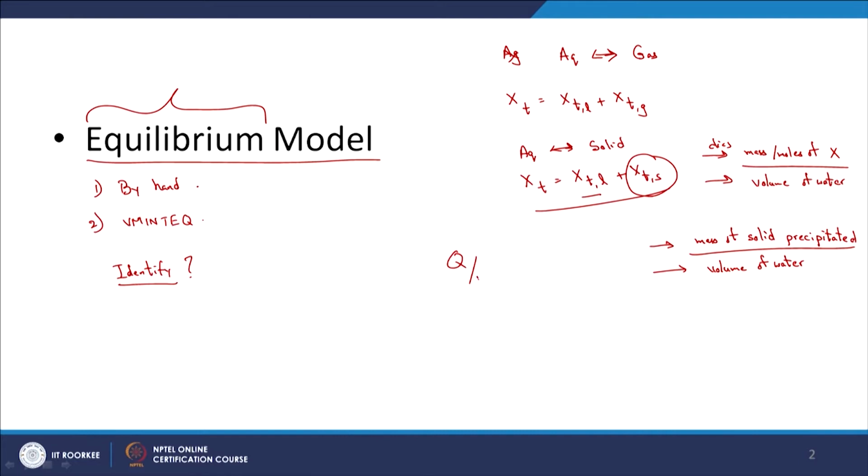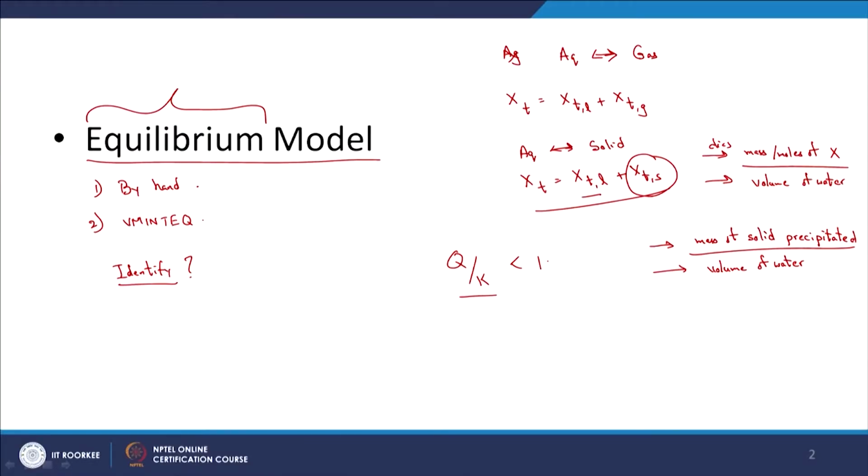So first you need to know if a solid can be formed or not. Here you need to make an assumption, and then go ahead with that assumption and see if it is satisfied. Let's say I assume that the solid is formed, make the relevant calculations, and then calculate Q and K. If the solid term comes out to be negative, what does that mean? That Q by K is less than 1.